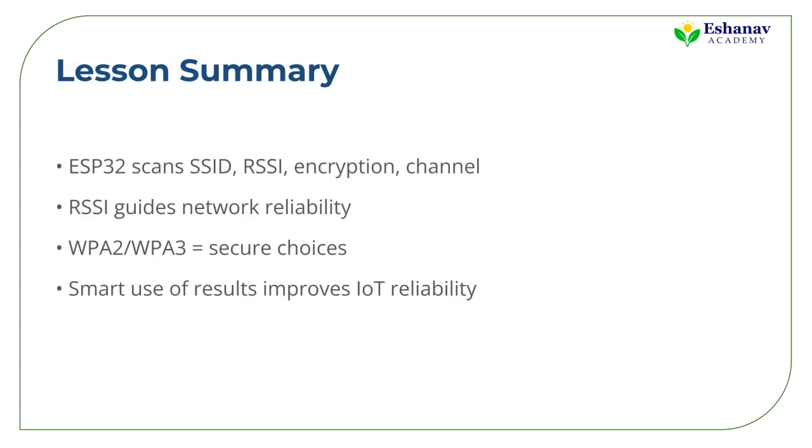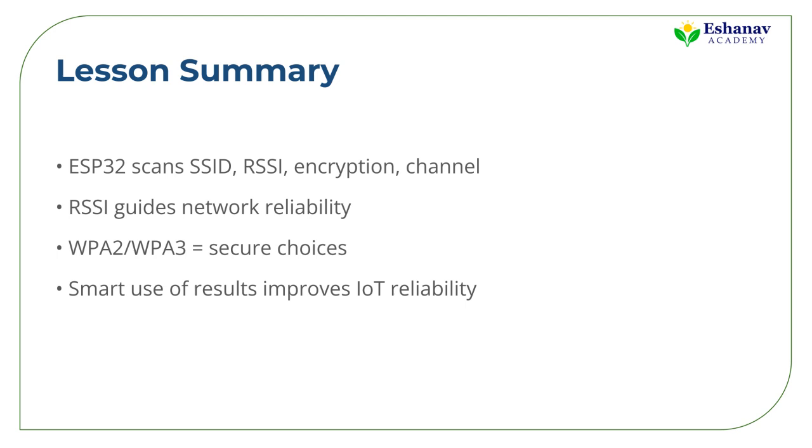Let's recap what you've learned. The ESP32's Wi-Fi scanning feature is the foundation for building smarter, more reliable IoT devices. You now know how scanning works, what details are collected, SSID, RSSI, encryption, and channel, and how to interpret them in real-world conditions. You've practiced reading RSSI values, recognized encryption types like WPA2 and WPA3, and seen how to run a basic scanner sketch. More importantly, you've learned how to avoid common pitfalls like excessive scanning or ignoring antenna design.